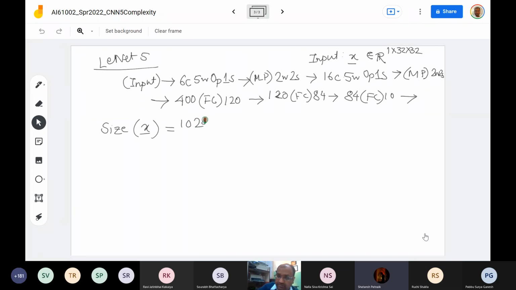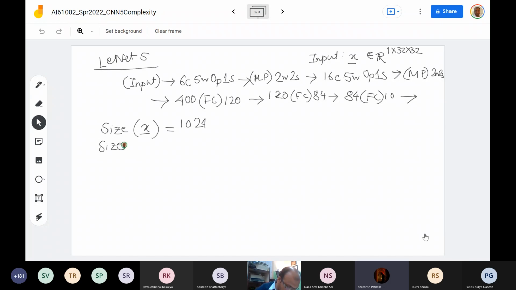1024. And these are elements. I'm not yet considering them to be bytes or anything. It depends on what is my precision of the number system, based on which this can be defined. Okay. Next, I will need something to store this first convolution layer.